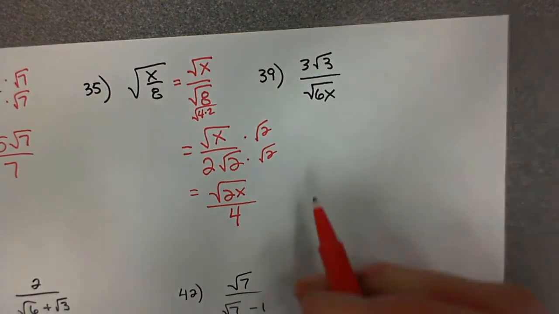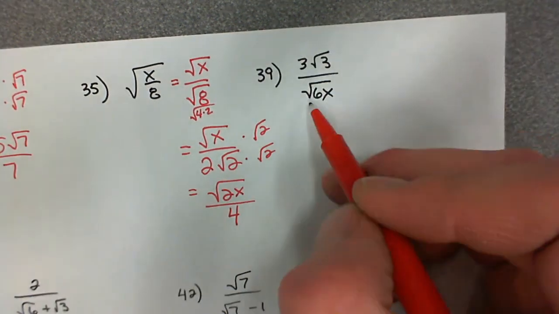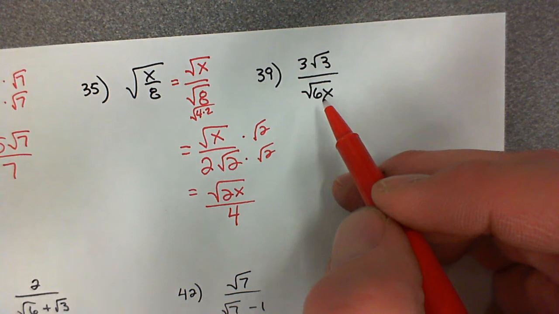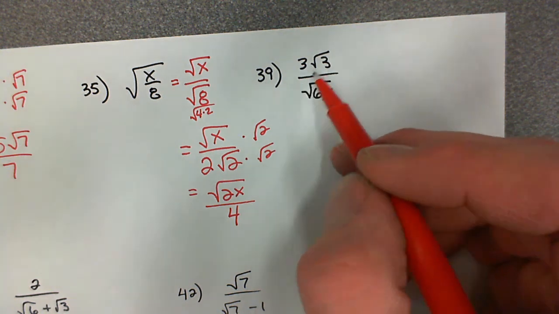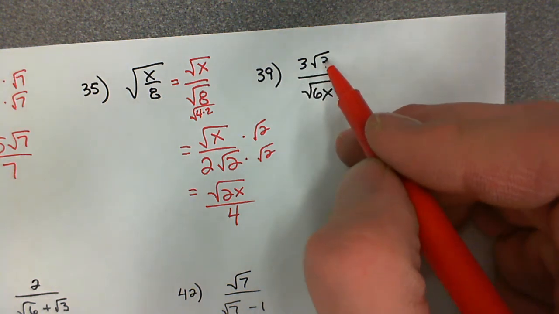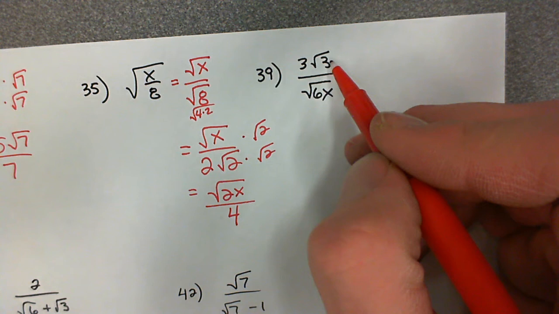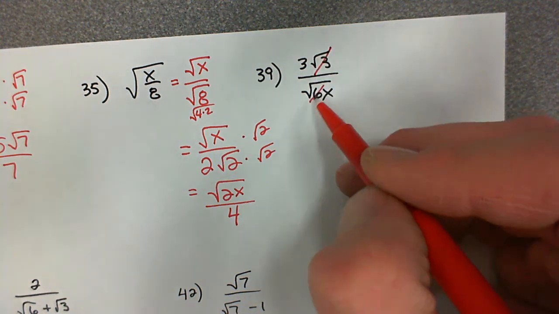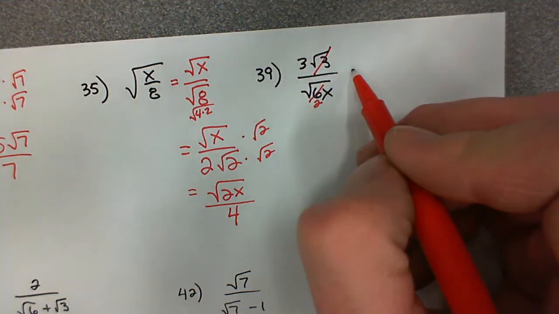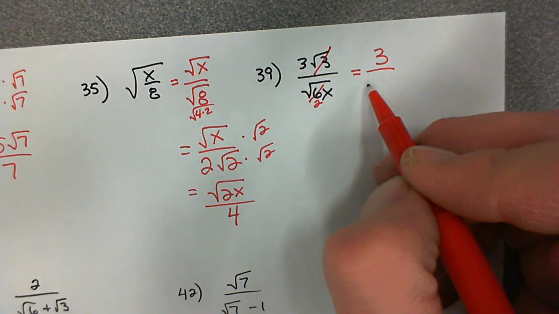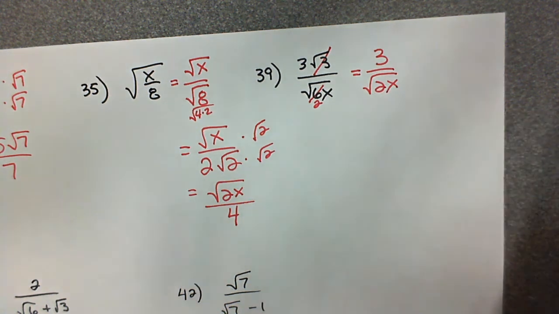On 39. Here, since you have a square root in the top and the bottom, and there's no addition or subtraction here, we can actually divide square root of 3 into square root of 6. So this square root of 3 is gone. That 6 is going to become a 2. So this is actually 3 over square root of 2x.